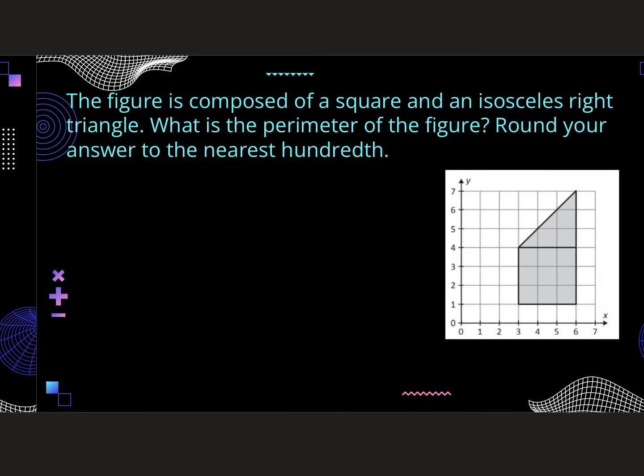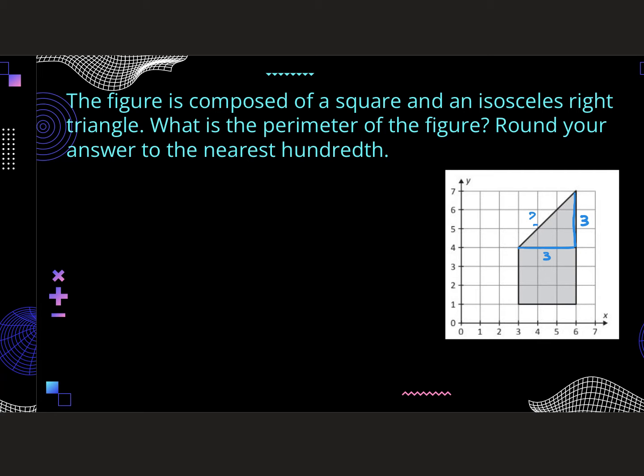All right, so this one says this figure is composed of a square and an isosceles right triangle. What is the perimeter of the figure? Round your answer to the nearest hundredth. Looking at this example, we can see again that we have a square, but we have an isosceles triangle, which means that 2 of the sides are the same, but 1 of the sides is not. We have a right triangle. So we have 3 units here, and we also have 3 units here.